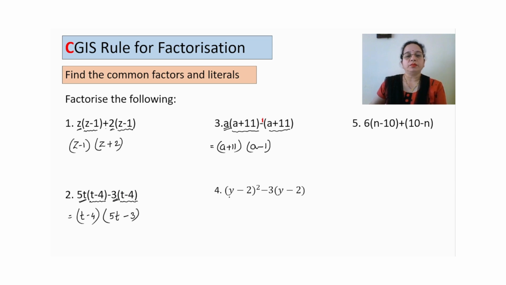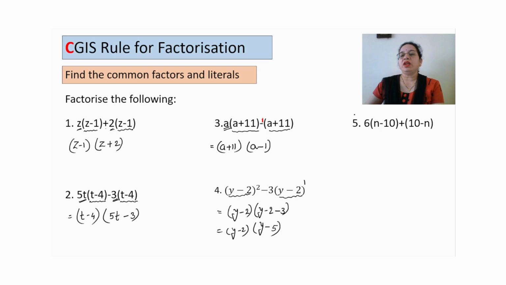Now come here, y minus 2. Here power is 2, here power is 1. The smallest power is 1. So we will take y minus 2 common. So out of 2, 1 y minus 2 is left. So write down y minus 2. Then minus sign is there, and then 3. But now inside one bracket still we can simplify, we can add the like terms or the constants. So minus 2 minus 3 will give you minus 5. So these two are the factors.